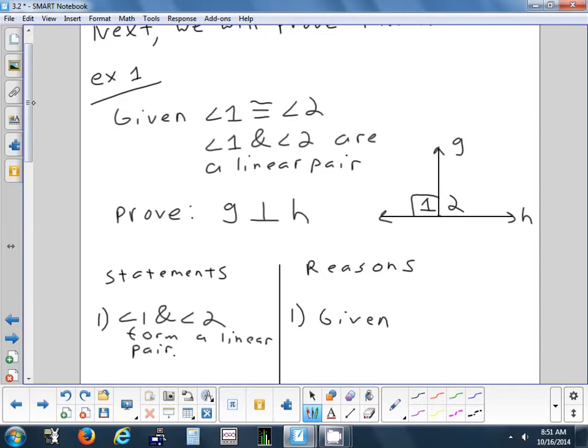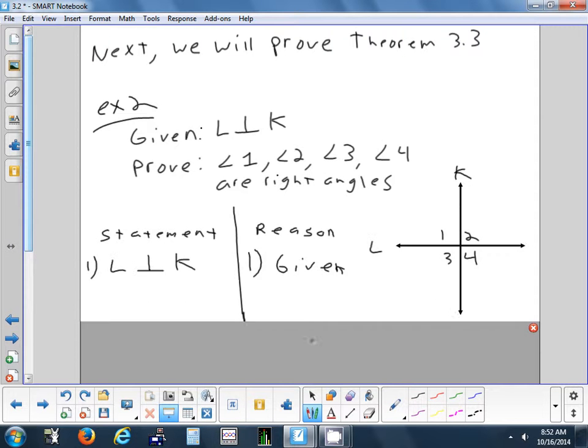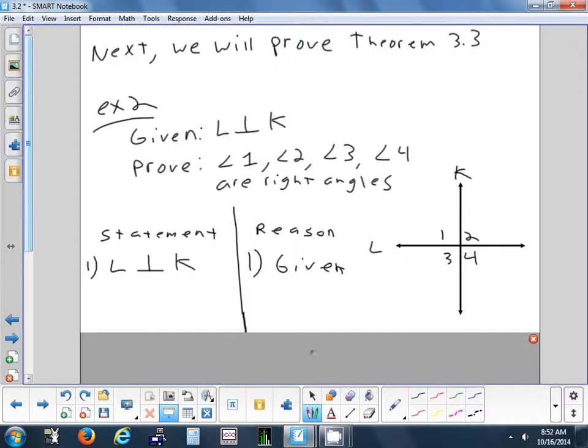Now we know that if you have a linear pair of congruent angles, you have perpendicular lines. That's a fact we can use. Okay, that theorem won't really help us here. That theorem is what you would use to prove that you have perpendicular lines. I'm telling you right up front you have perpendicular lines. You don't have to prove that. Okay, I'm telling you L is perpendicular to K. What I want you to prove is that angles 1, 2, 3, and 4 are all right angles.